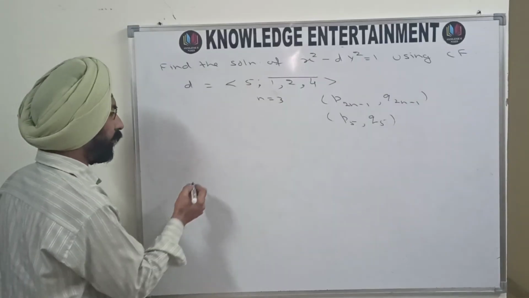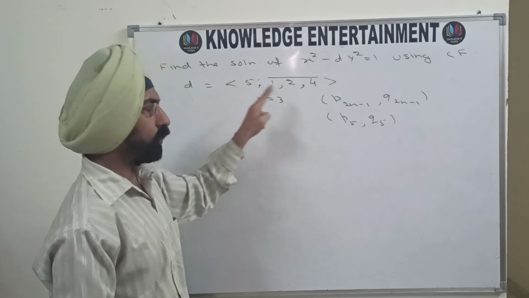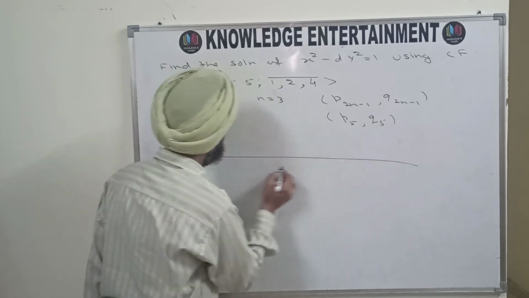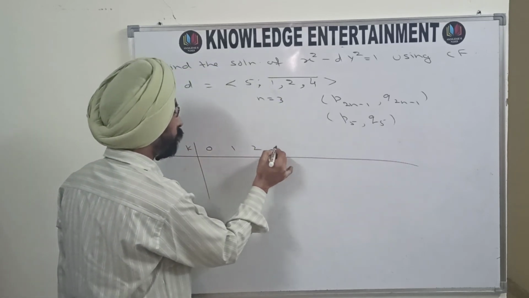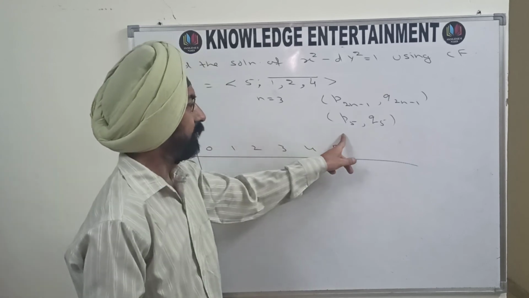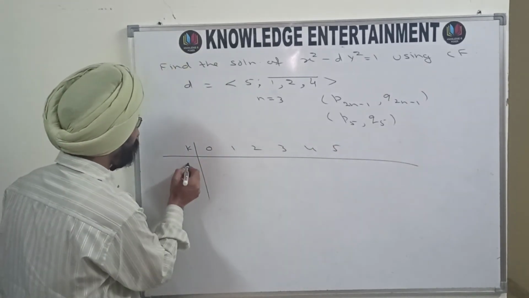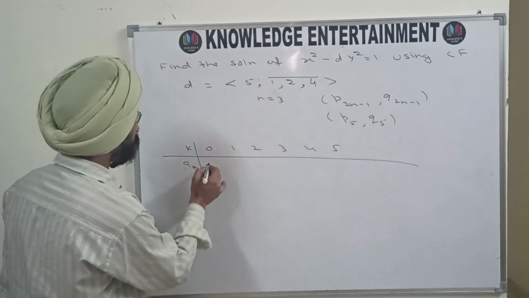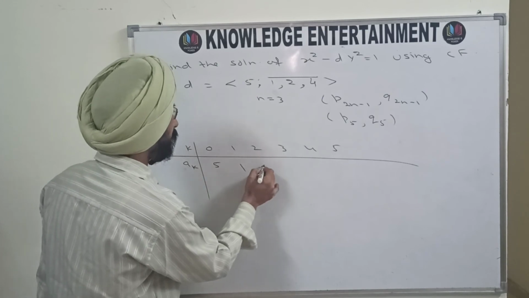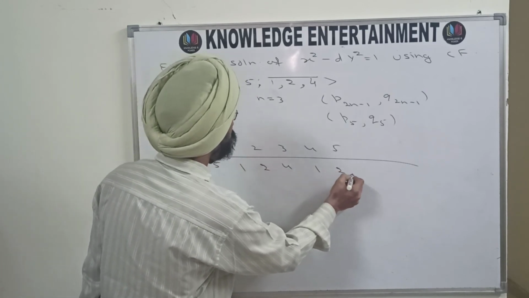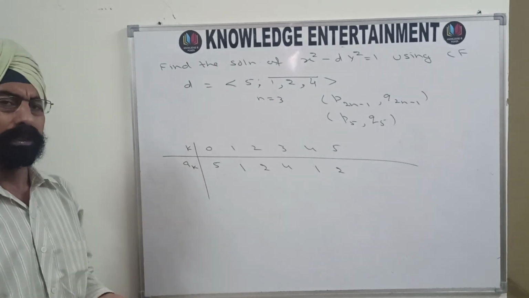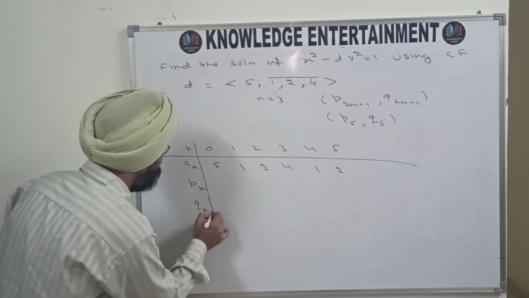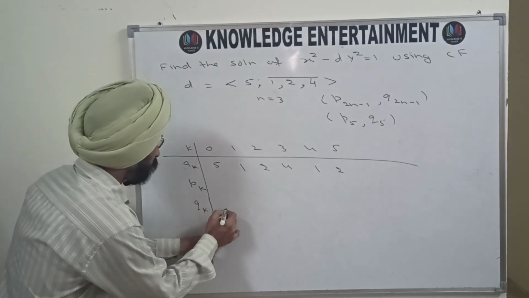So your solution will be from the fifth column of your table. So how to obtain the table now? Suppose for D this is your continued expansion, then how to obtain the table? You will get K, and this time your K's will be 0, 1, 2, 3, 4, 5, because we need P5 and Q5. Then you will have your AK's. Your AK's are 5, 1, 2, 4, 1, 2, 4, 1, 2, 4. It will be repeated. What are your PK's and QK's? Your Q naught will be 1.